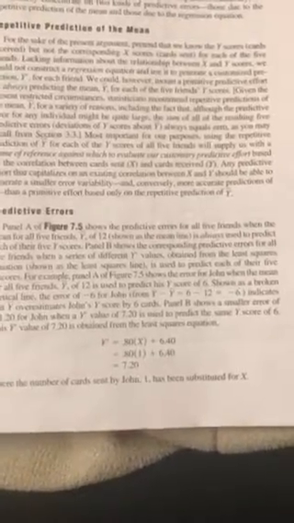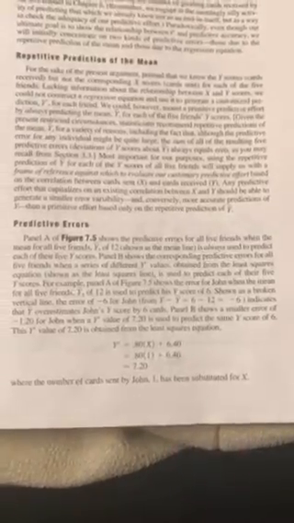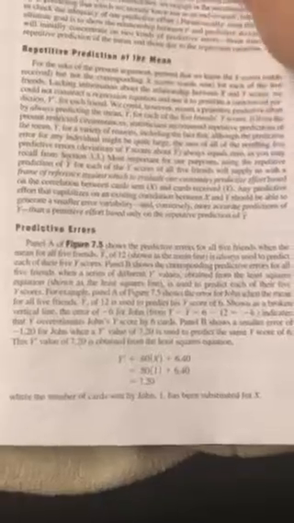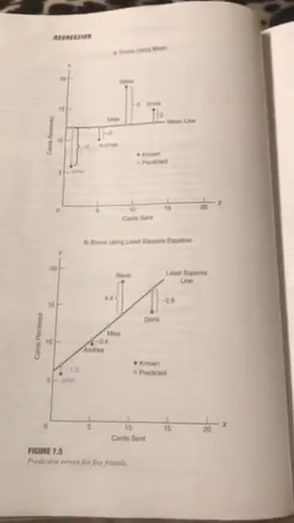Predictive errors: you can compare that repetitive prediction of the mean to the y prime values, so finding predictions based on the least squares equation, which will produce a lower margin of error. So if you're choosing between using the repetitive predictions or the least squares equation, you want to use the least squares equation because it will give you a lower predictive error. And here's just showing you the difference.